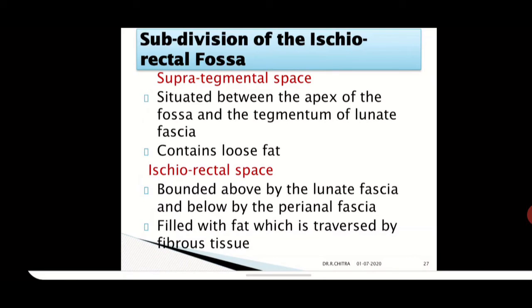This lunate fascia divides this fossa into three parts: suprategmental space, ischiorectal space and perianal space. This is the subdivision of the ischiorectal fossa. Above the apex of the lunate fascia is the suprategmental space. The apex of the lunate fascia is called the tegmentum. Then the ischiorectal space is bounded above by the lunate fascia and below by the perianal fascia. This is filled with fat.